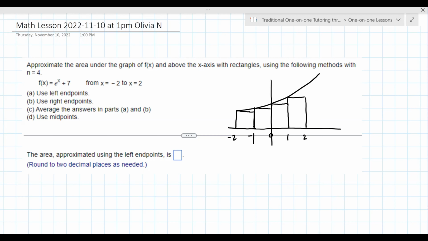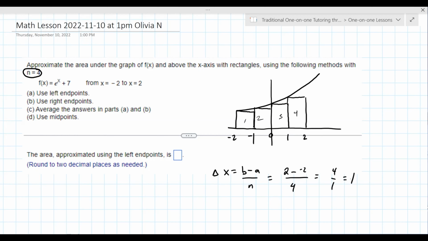So this approximates the area of the curve with rectangles. You're building these rectangles, 4 of them here, and they all have the same width. That width is what's called delta x, which is b minus a over n. That's 2 minus -2 over 4. The 4 comes from right there. And that's how I got this width of 1 for each.